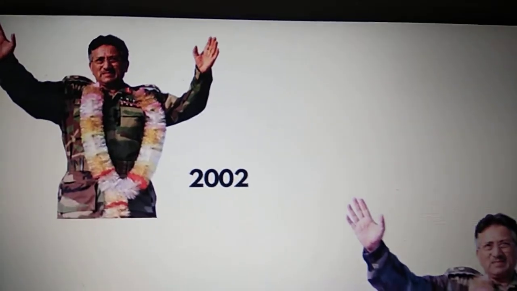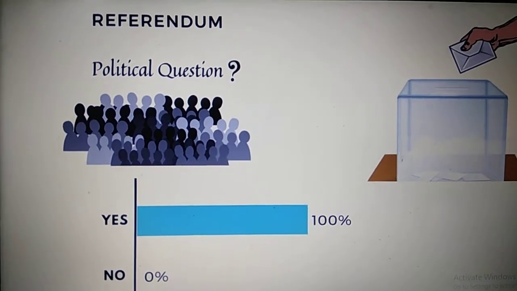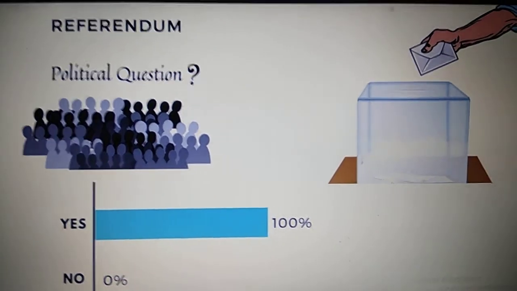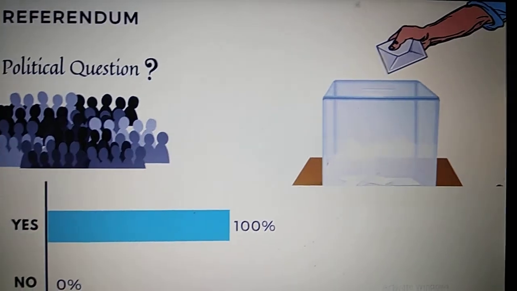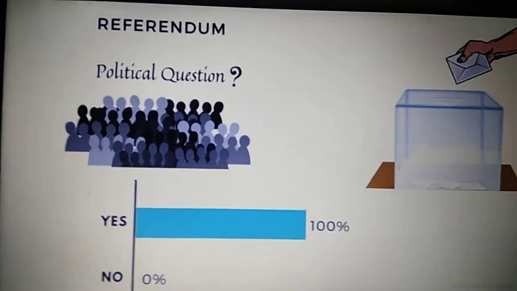Children, in 2002, General Musharraf called for a referendum. Now, what is a referendum? A referendum is a political question that is asked to the people of the country, and they answer it by giving their votes, and then the votes are counted as yes or no.